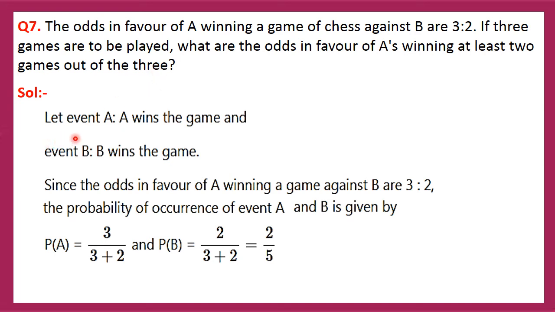So let the event A be that A wins the game and event B be that B wins the game. Since the odds in favor of A winning the game against B are given as 3 is to 2, the probability of occurrence of event A is given by 3 by 3 plus 2, that is 3 by 5. The non-occurrence of A means that B wins the game. So P(B) is same as P(A dash), that is P(B) is given by 2 by 3 plus 2, that is 2 by 5.